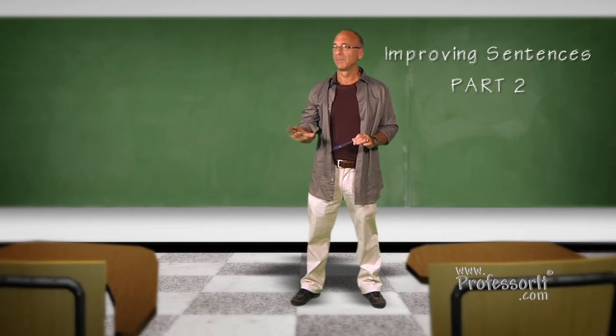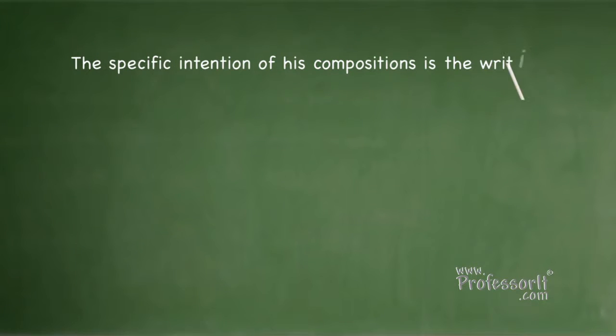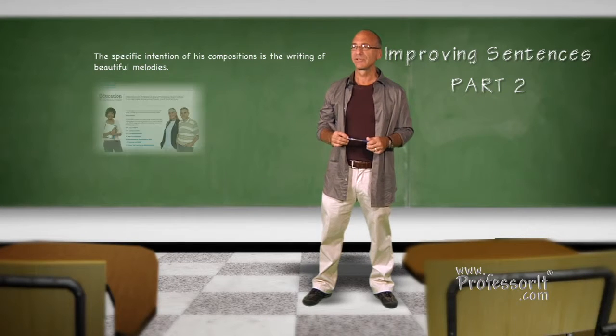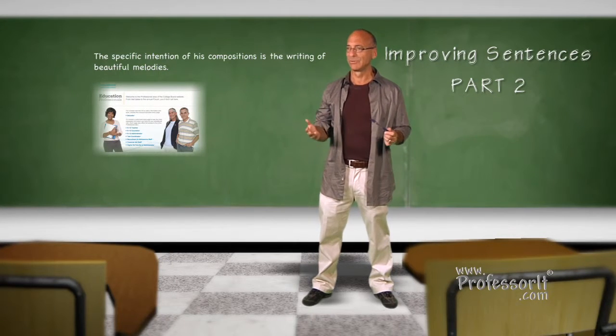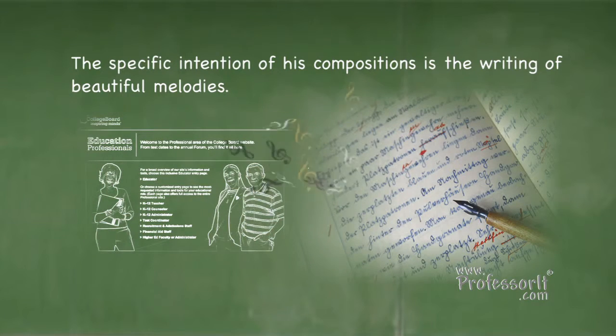Let's look at a sample problem. Here's our sentence. The specific intention of his compositions is the writing of beautiful melodies. Let's see how the SAT torturers might turn an ugly sentence like this into a beautiful problem. Here it is again. The specific intention of his compositions is the writing of beautiful melodies.